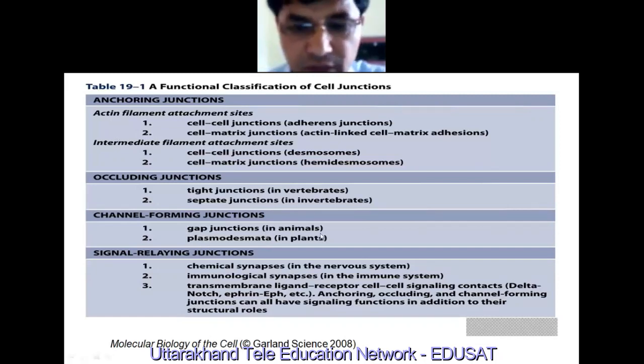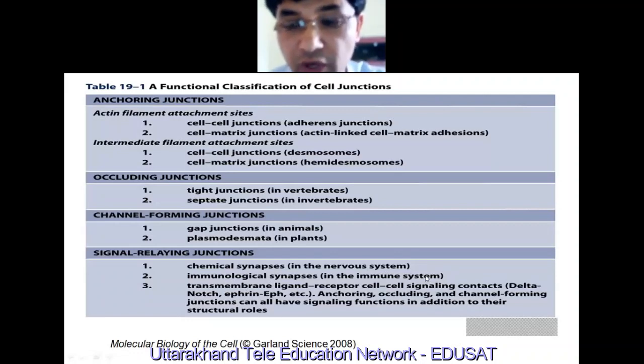Gap junction is found only in animals, and plasmodesmata are found in plants. That means the gap junction is not found in plants. Now the fourth one is signal relaying junctions. The chemical synapse in the nervous system that I explained. The second is the immunological synapse in the immune system.